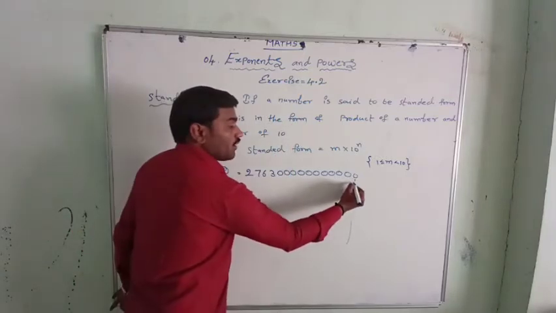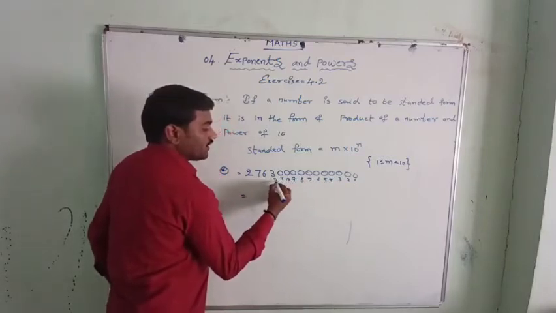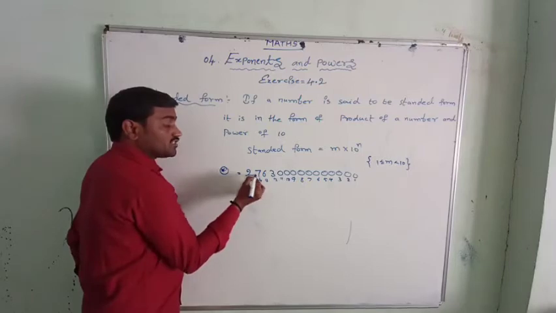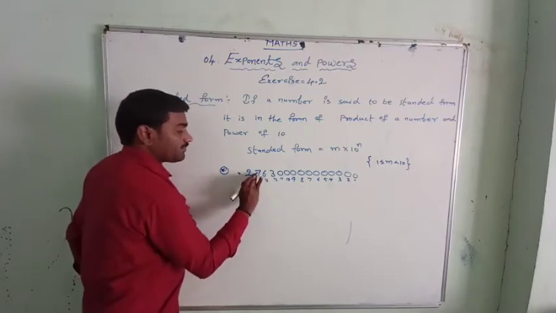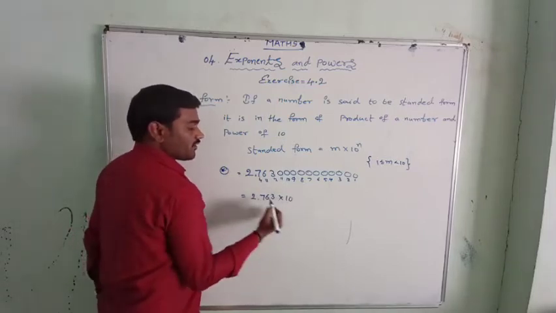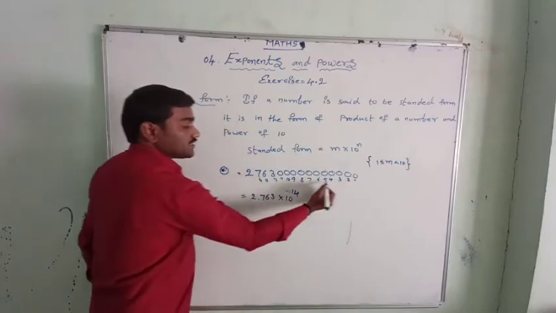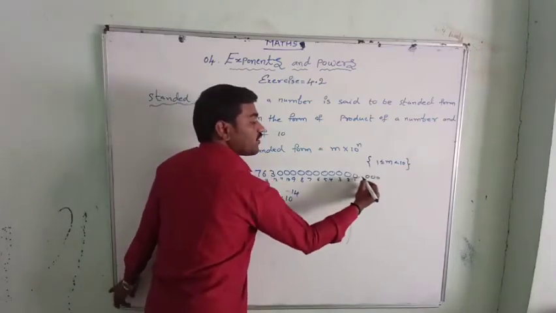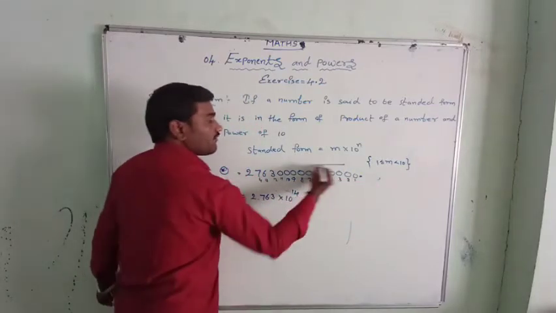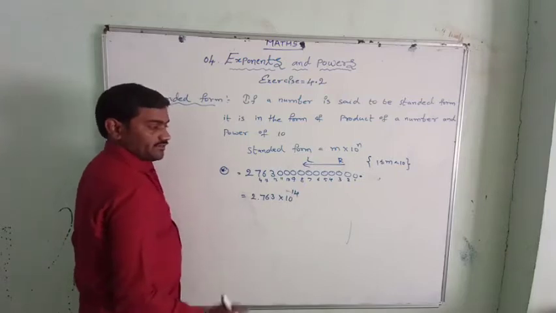See, we have to count 1, 2, 3, 4, 5, 6, 7, 8, 9, 10, 11, 12, 13, 14. I have counted only till 14, not 15, because the decimal point should come here. So 2.763 into 10 to the power of plus 14. Plus 14, because the decimal point is moving from right to left, so we get a positive exponent.